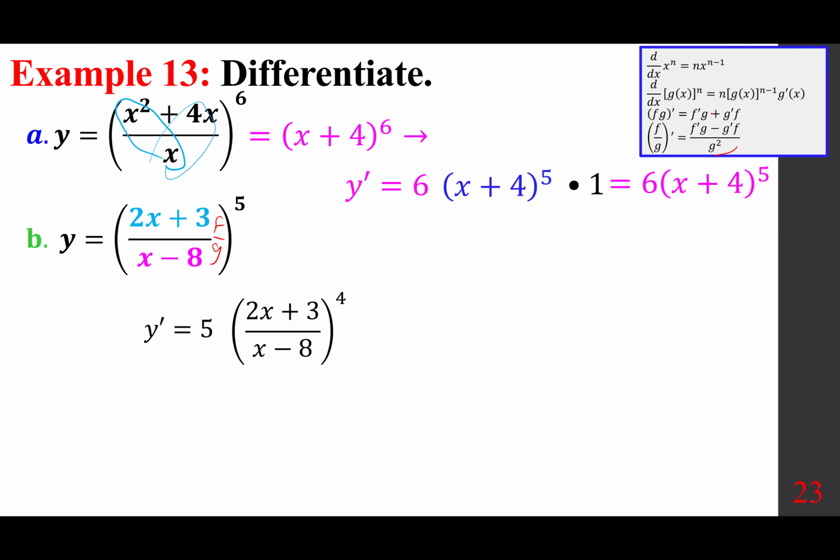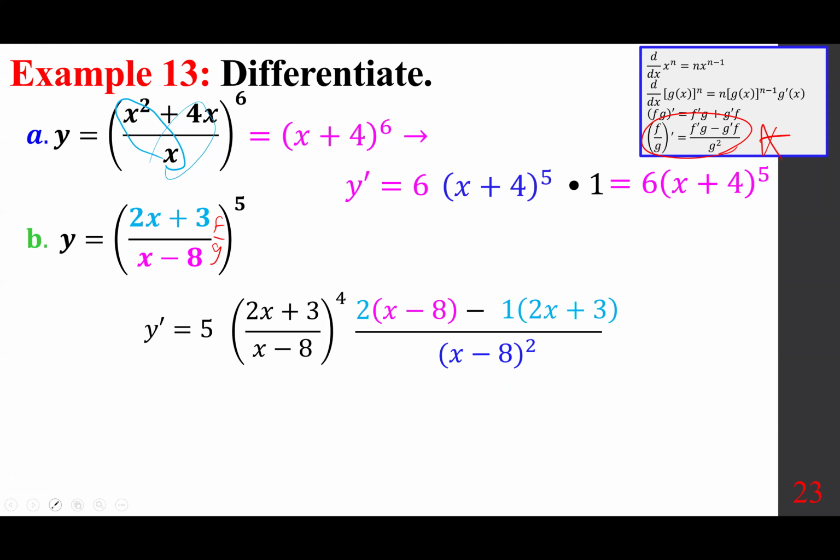I'm going to write f over g, and I'm going to use that, which means f prime, 2, times g, x minus 8, minus g prime, the derivative of the bottom, which is 1, times the top f, 1 times 2x plus 3, over g squared, (x minus 8) squared. And again, notice this is the only calculus step and it's done. Now, of course, we continue finishing it off using algebraic techniques.